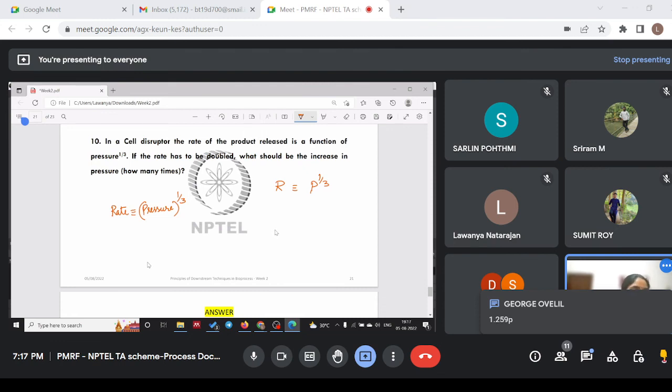Okay, think about this, George. So a cube root of pressure is taken, and it's related to rate. So if rate has to be doubled, 1.25 is a very small number for you to be able to. Okay, let's give half a minute for others to think about this, and we'll see what can be done.